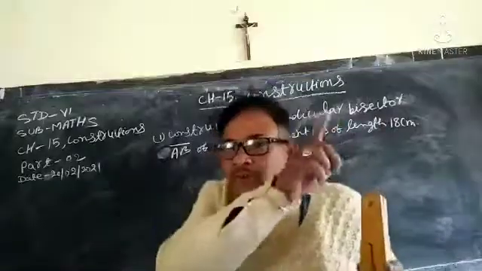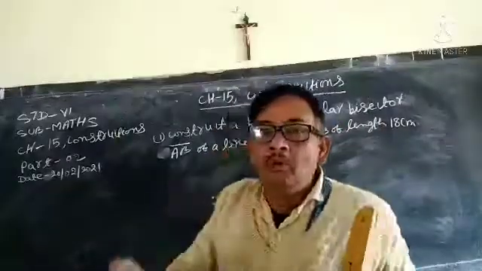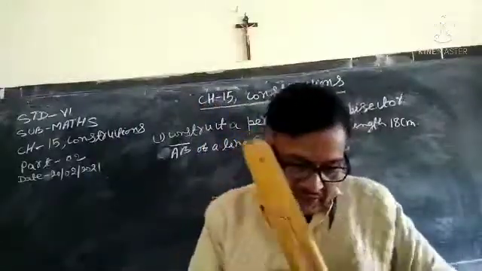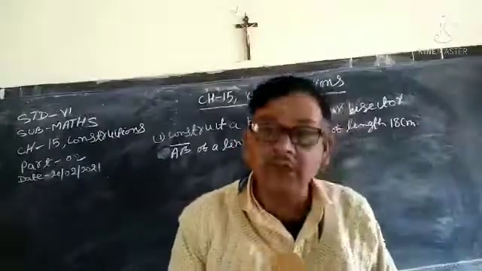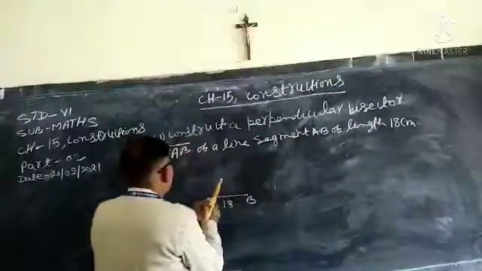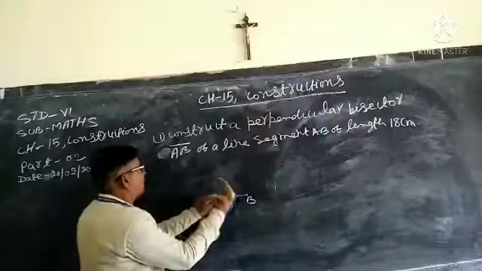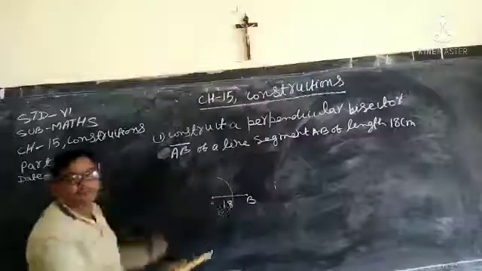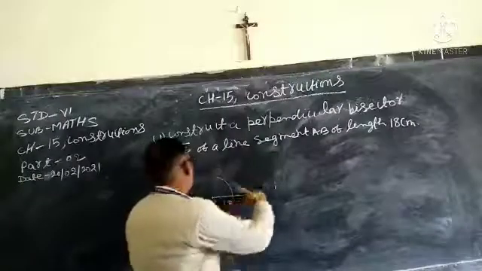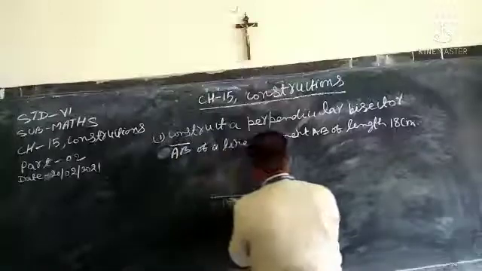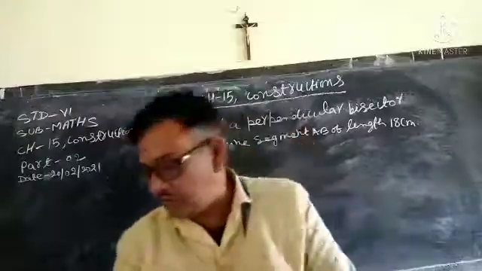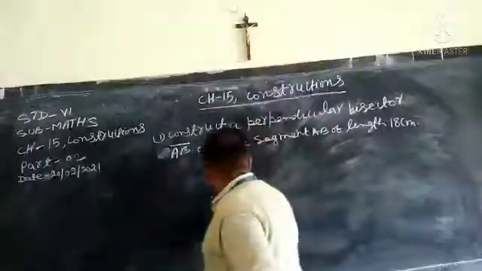18 divided by 2 is 9. Take more than half, more than 9; I am taking 10 or 11. See this one. Make A the center and draw this arc. Another one, from B as the center, draw this one. Okay. Now the meeting point, here they are meeting.